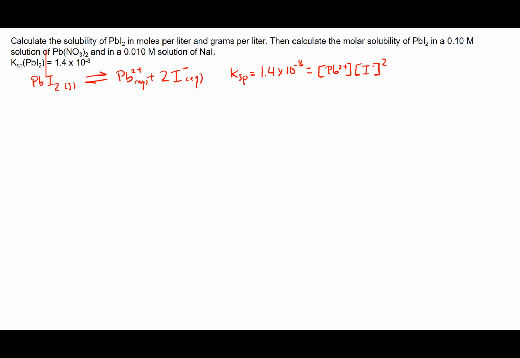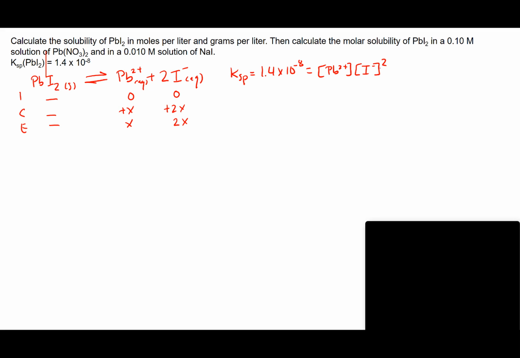All we have to do now is set up an ICE table to make ourselves comfortable. The solids don't contribute, so we don't have to worry about those. Starting off, we're going to have 0 of both the lead and the iodide because it hasn't dissolved yet. We're going to gain X of the lead 2 plus and 2X of the iodide ion, so at the end we have X of the lead 2 plus and 2X of the iodide ion.